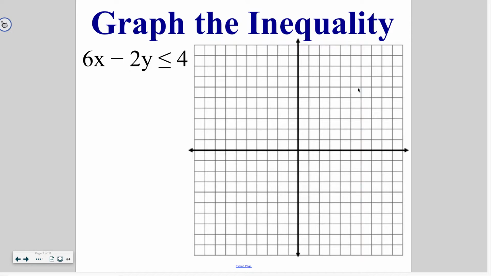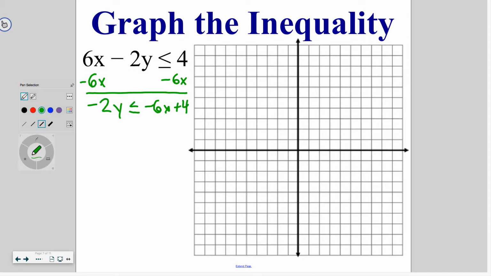Sometimes the y is not isolated, so we are going to have to solve to get it into y equals mx plus b form first. My recommendation to you would be to make sure that the y is positive. So there's a couple different ways that you could solve this. The first thing you could do is subtracting 6 from both sides and say negative 2y is less than or equal to negative 6x plus 4, and then going ahead and dividing by negative 2 on all of the pieces.